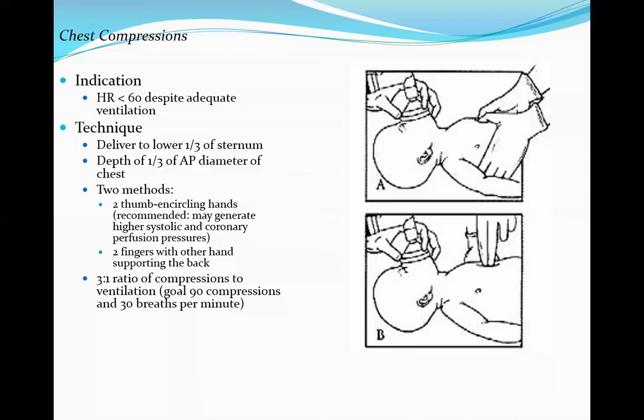It's thought that it may generate higher systolic and coronary perfusion pressures. You could also use a two finger on the front with the other hand supporting the back method, as shown in figure B. You want a goal of 3-to-1 ratio of compressions to ventilation, goal of 90 compressions and 30 breaths per minute, according to the American Heart Association.